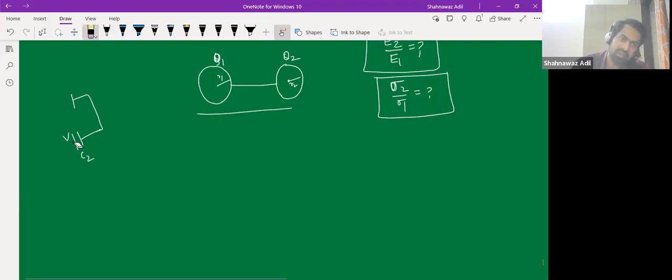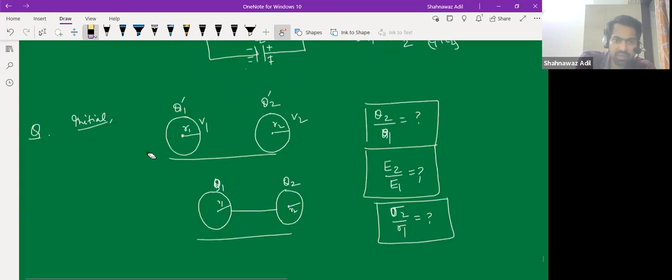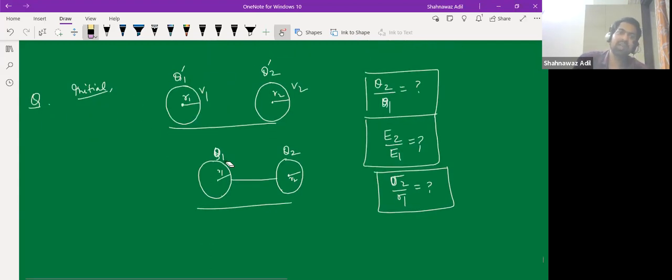Similarly, what do we have in here? We have two spherical charges, right? And they have Q1 and Q2 prime charges, and they had some voltage. When we join these two spheres together, their voltage would be equal, right? So then V1 would be equal to V2.